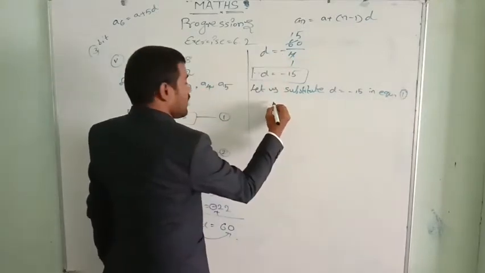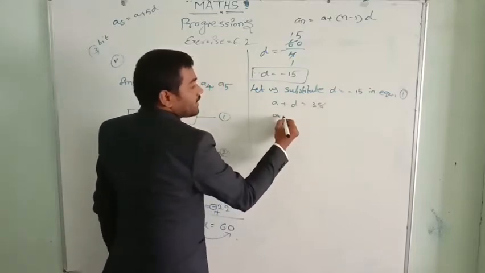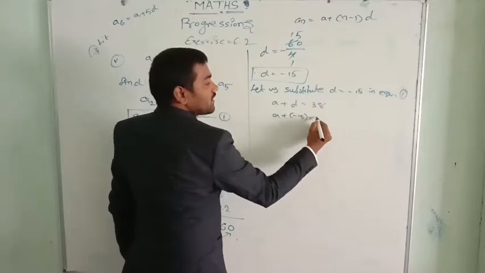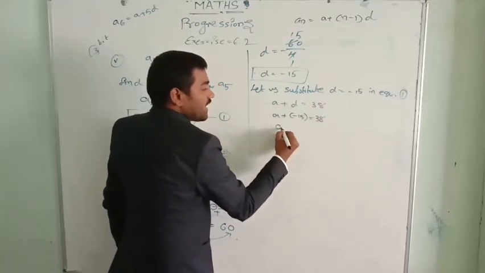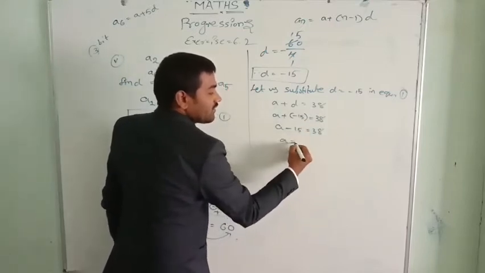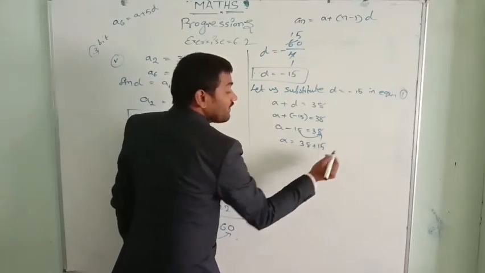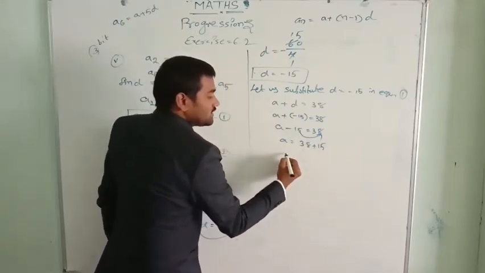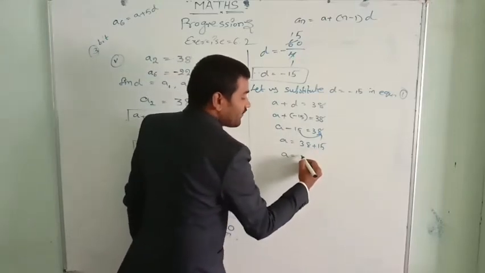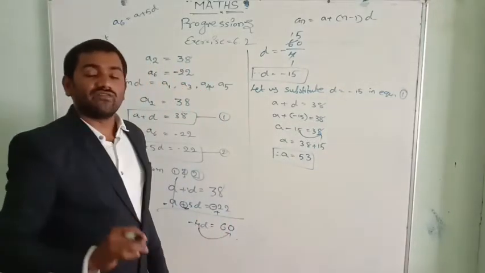So what is equation number 1? A plus D equal to 38. Here A plus D value, minus 15, equal to 38. A plus into minus 15 equal to 38. A equal to, this minus 15 you transfer this side, then 38 plus 15. A equal to 53. So we got A value as 53.